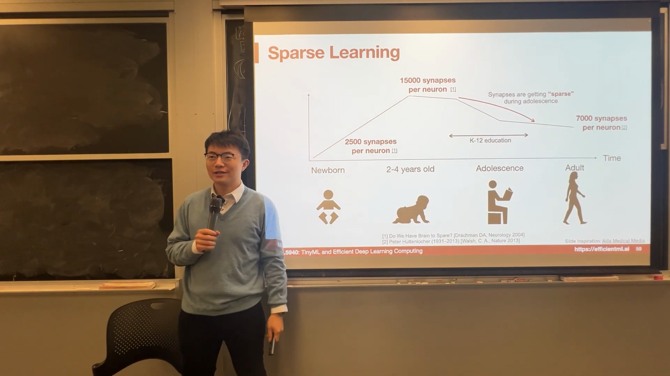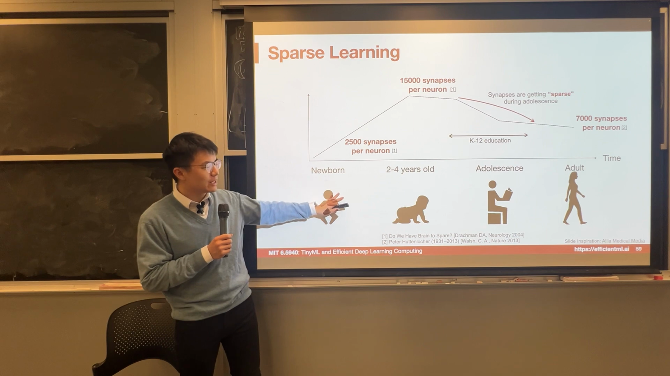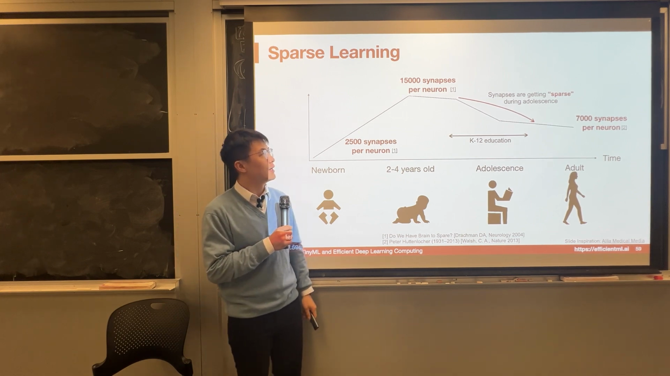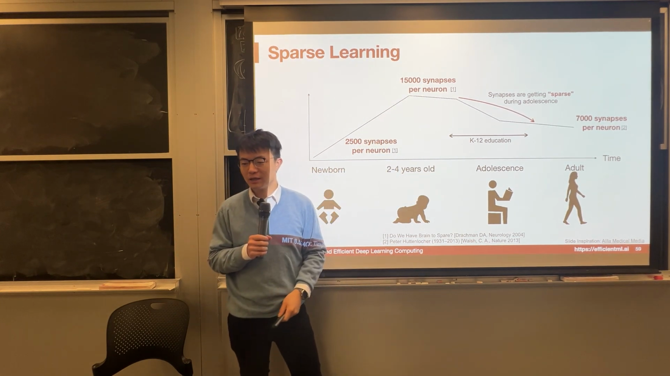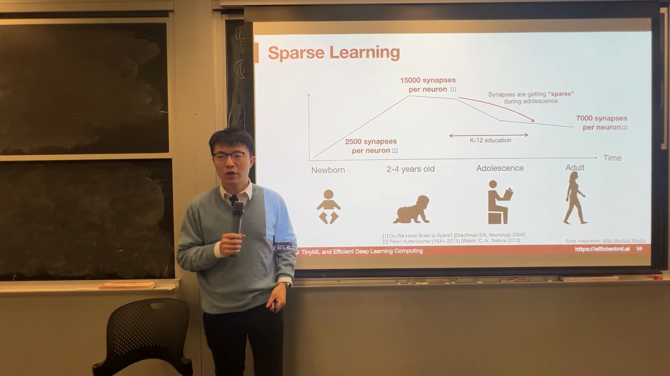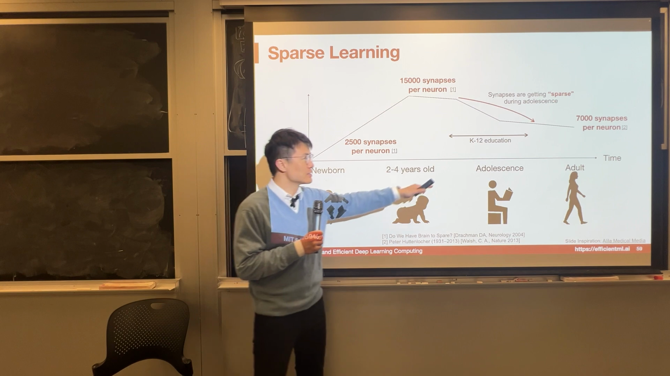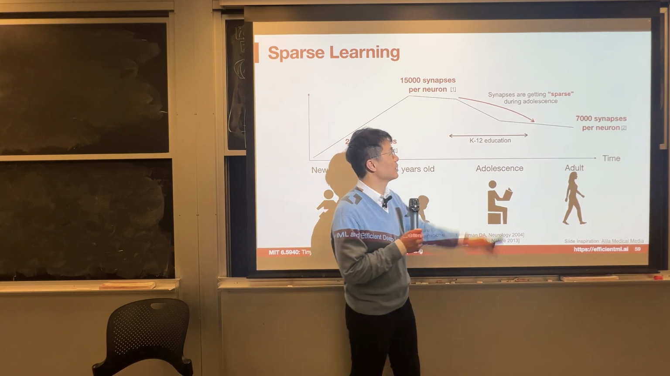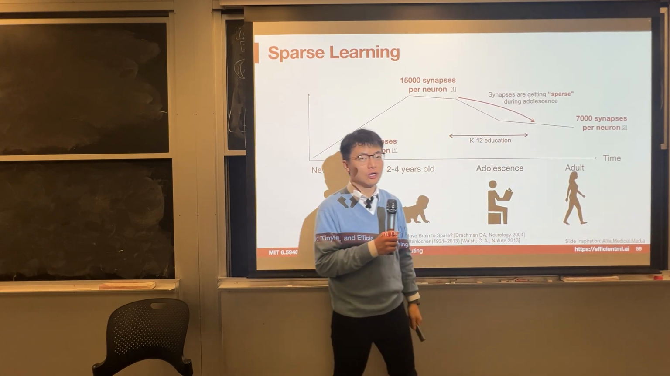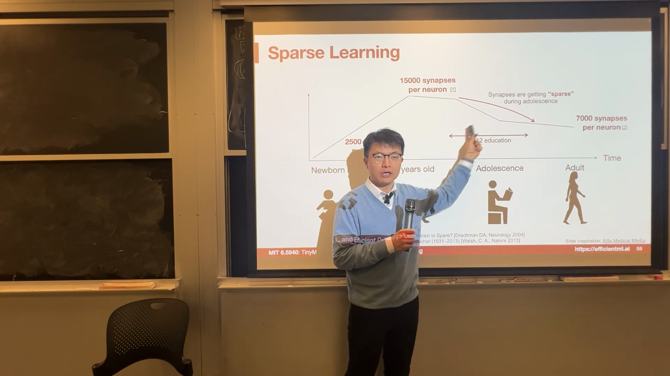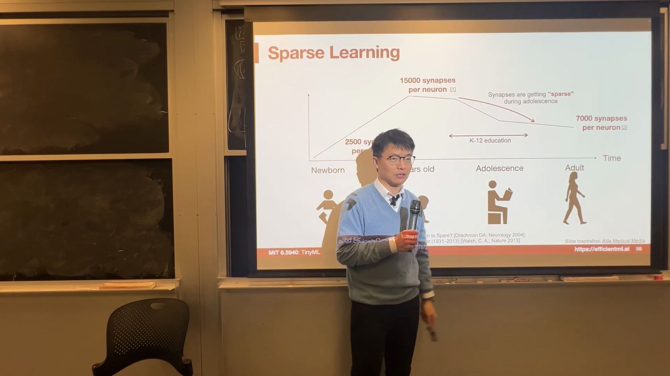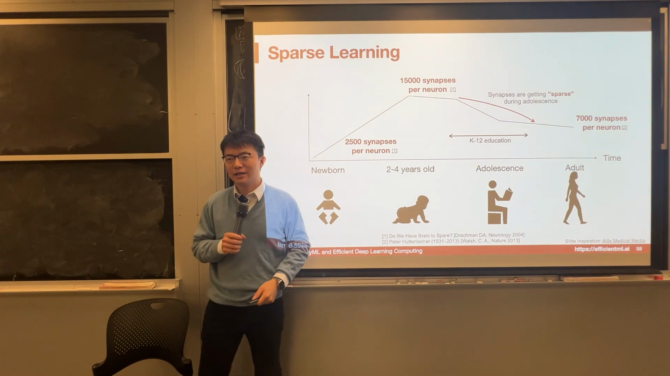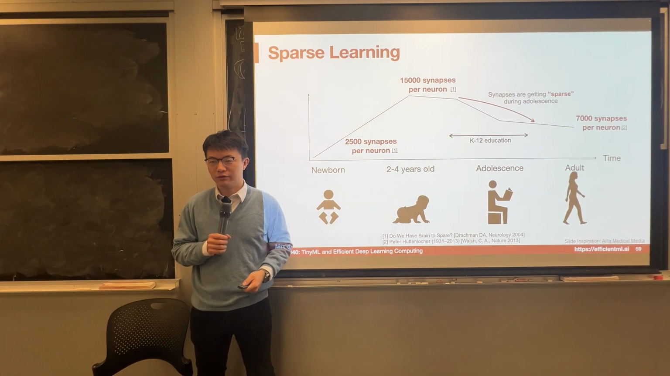Actually, such kind of sparse learning exists in the human brain. This is a very interesting study where a newborn child has about 2,500 synapses per neuron, and then this number surges to 15,000 synapses per neuron when the child grows to 2 to 4 years old. During adolescence, which is when the K-12 education happens, the number of synapses gets sparser. Okay? It didn't increase, but actually decreased during this adolescence time, where we are learning most of the knowledge in our lifetime, until it gets stable, which indicates that certain kind of sparsity might be helpful for learning.